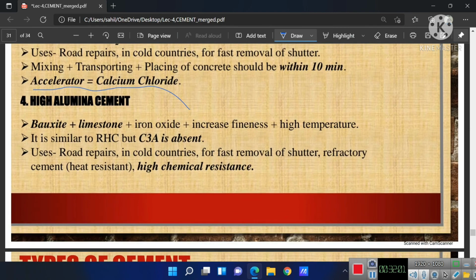Now high alumina cement. The contents here are bauxite, limestone, iron oxide, and due to this fineness is increased and high temperature is given. It is similar to RHC but C3A is absent. Uses: road repairs in cold countries for fast removal of shutter. Refractory cement, that is heat resistant, and it also has a high chemical resistance.